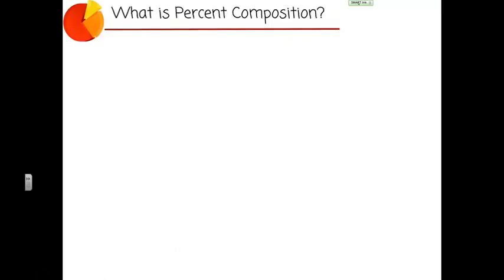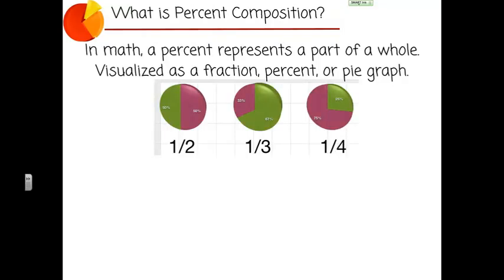Before we talk about what it is exactly, we must do a little bit of review from our math classes. In math, the percent represents a part of a whole. Typically, we visualize it as a fraction, percent, or a pie graph. As shown here in this image, we have 1/2 as a fraction. A pie graph is a circle representing a whole, and the percent is the portion colored green or purple, representing the actual percentages. In this case, 1/2 is 50%, 1/3 is 33%, and 1/4 is 25%.